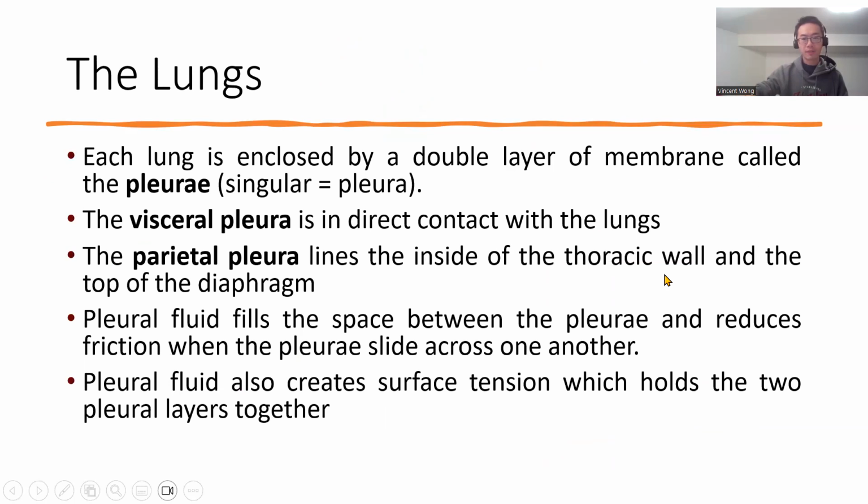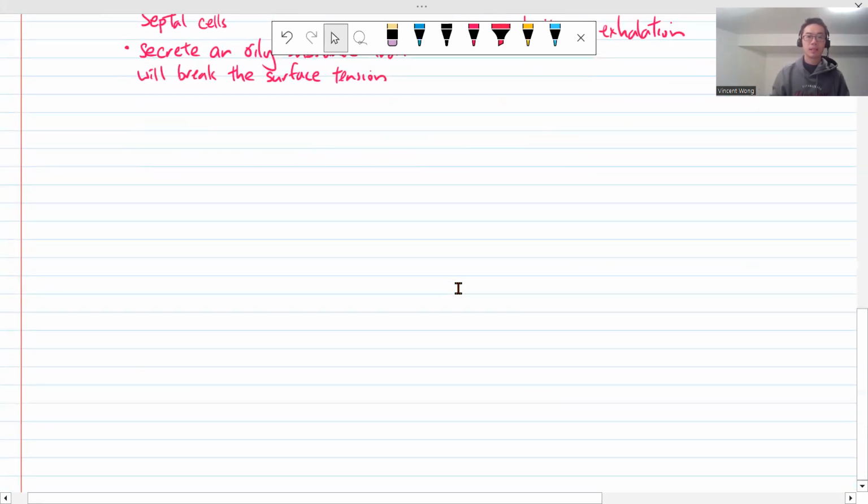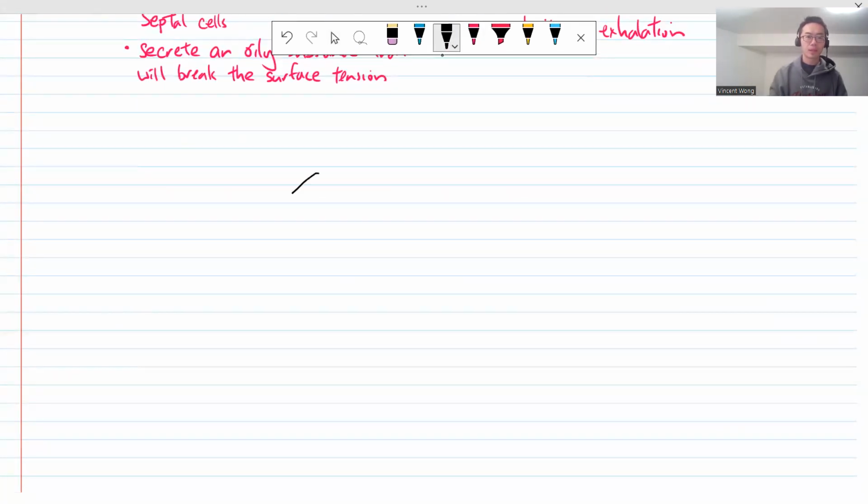All right, there's a lot of stuff here. I am just gonna draw it out for you. It will make so much more sense when you draw it out. Right. So here we go. This is the lung. I'm just gonna draw one side. Okay, lung.